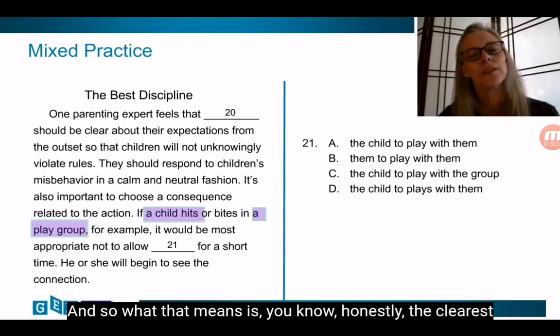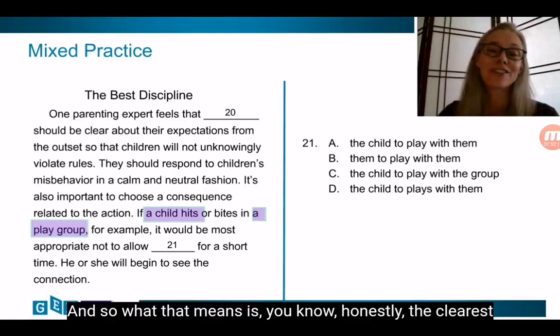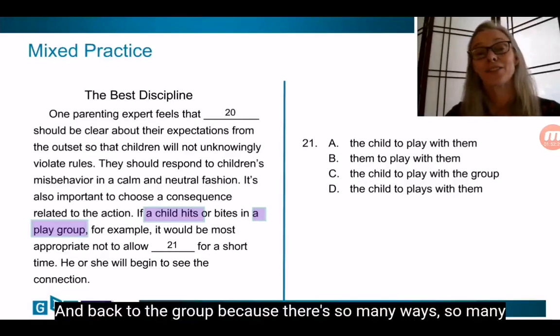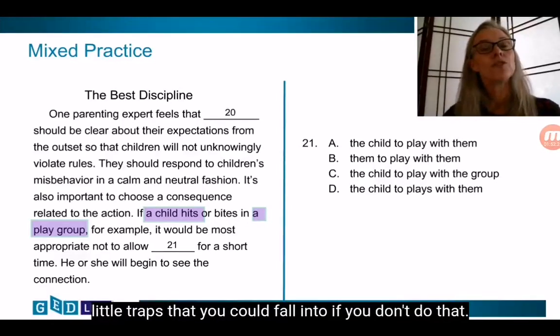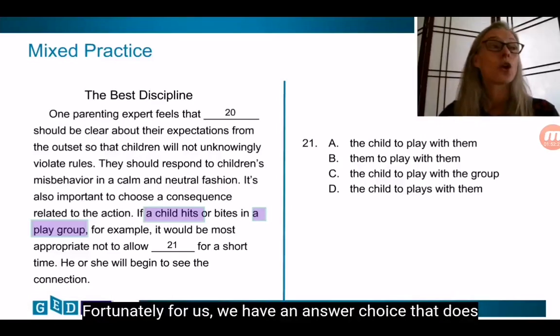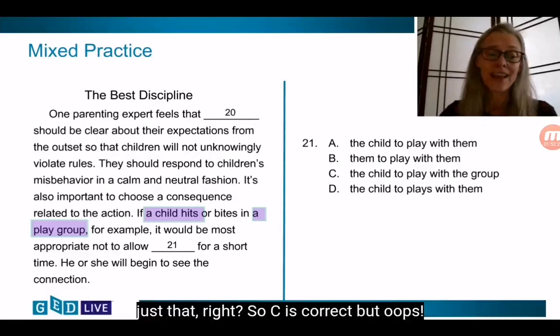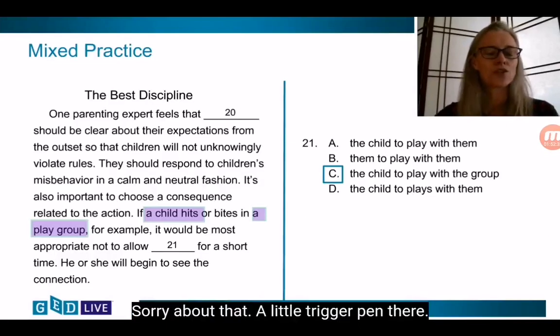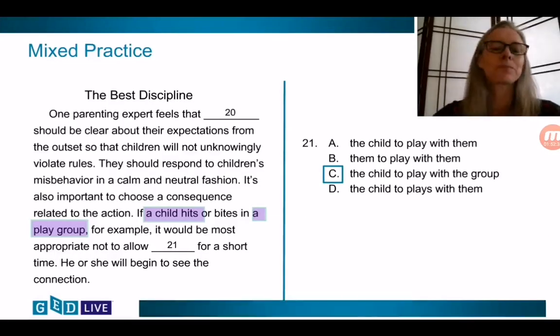And so what that means is, honestly, the clearest way to handle this is just to refer back to the child and back to the group, because there are so many ways, so many little traps that you could fall into if you don't do that. Fortunately for us, we have an answer choice that does just that, right? So C is correct, but oops, sorry about that. A little trigger pen there.